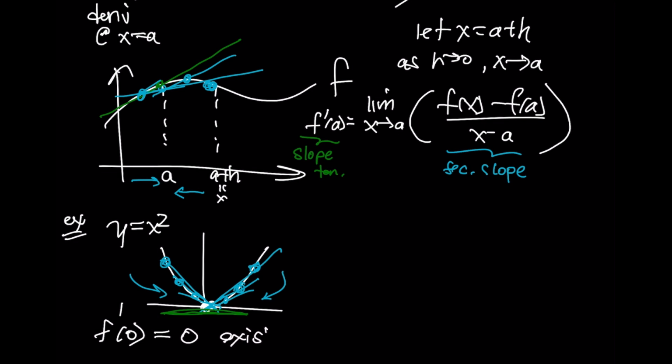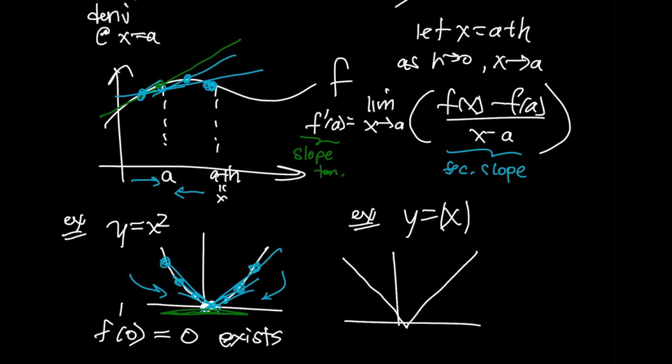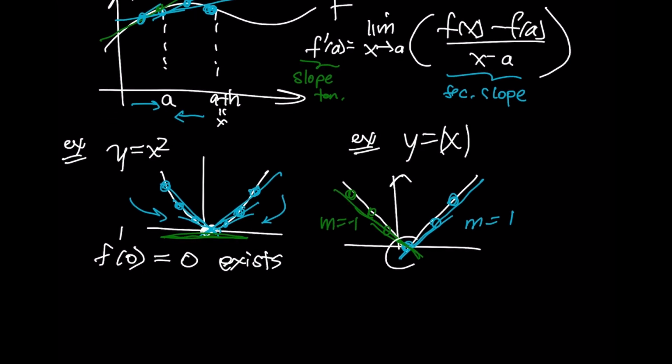If we were to talk about this function, the absolute value of x, you can see that there's a different situation. For all the secant lines on the right, every secant line we take has a slope of 1. But for every secant line that we take on the left side, the slope is -1. And because those slopes don't agree, the value of the derivative does not exist. You can't have those secant slopes converging to the same value.